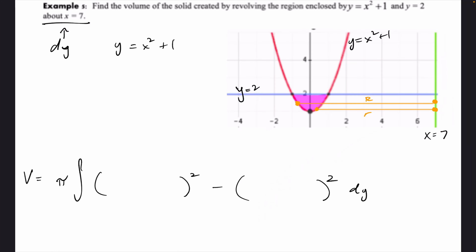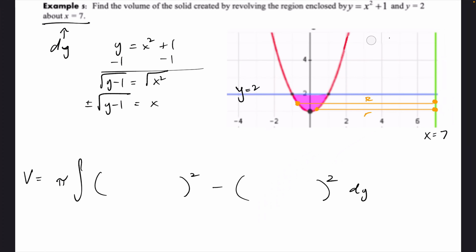Let me get out of the way here. So that means I'm going to subtract 1 from both sides. Square root. And when we're solving and we have a square root, remember, it's always a plus and a minus. Sometimes x will be positive, sometimes x will be negative. So let me change this so that it's more in line with what I'm trying to do here. So x equals plus or minus square root of y minus 1. That's the one I have to use.